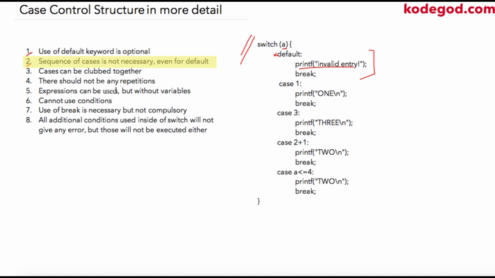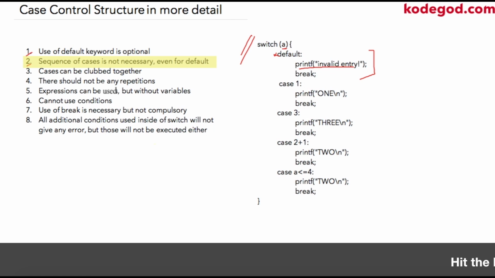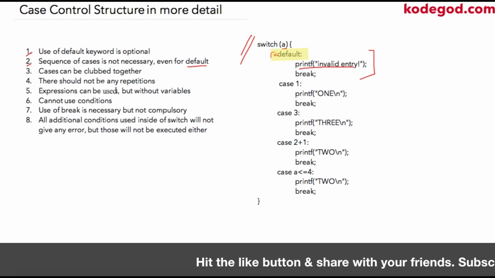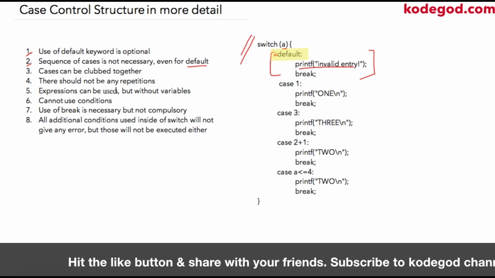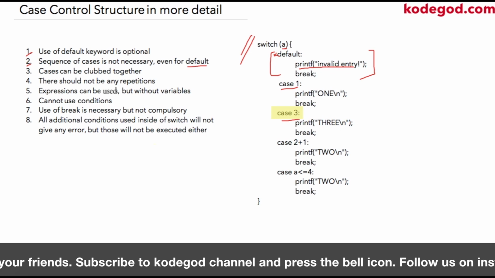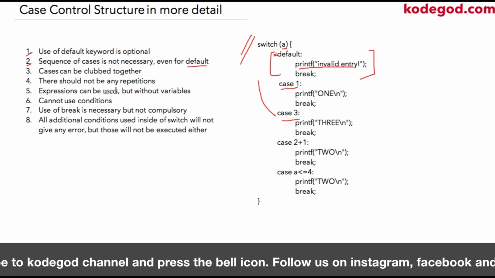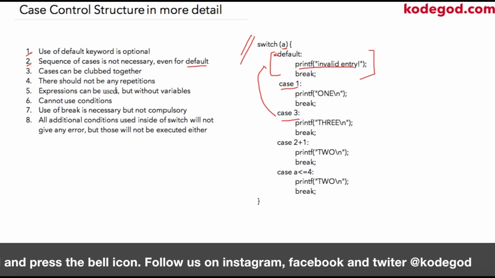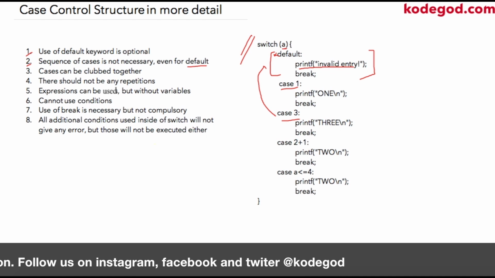Next point is sequence of cases is not necessary even for default case. So as we have seen, default is appearing at the top, so that is okay. Also, we have case 1 over here and case 3 over here. That is also okay. We can also write case 3 at the top, default at the bottom or in the middle. So sequence does not matter.